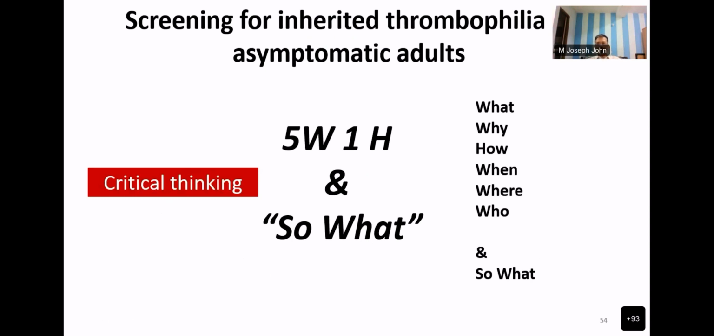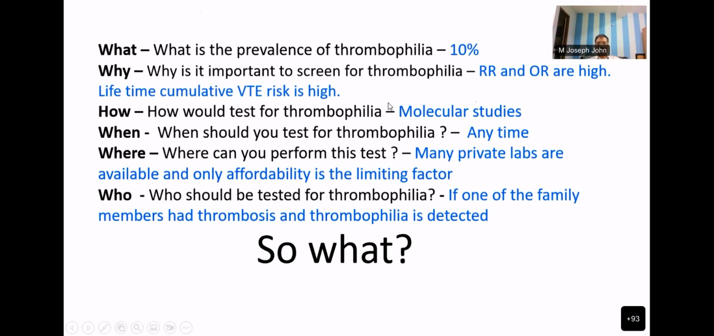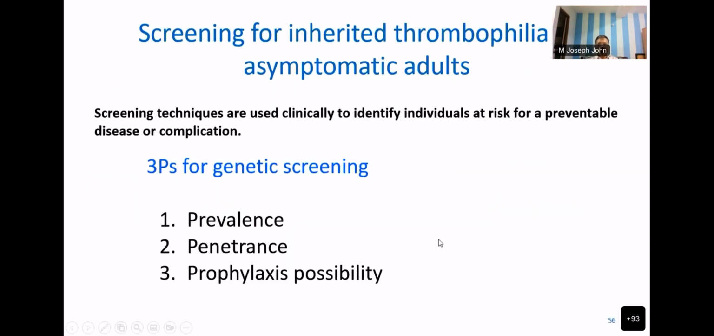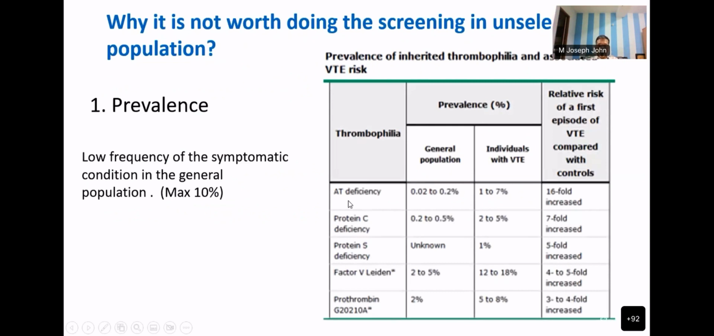Does it warrant sending any thrombophilia test in an asymptomatic adult just because the family history is high? Let us look at a few numbers. Prevalence is only 10% even in thrombosis, though the cumulative prevalence in this situation can be done anytime if it is mutation. Many private labs are doing it. Is one of the family members affected? Since it has no advantage with regard to prevalence, penetrance, and prophylaxis possibility, the answer is no.